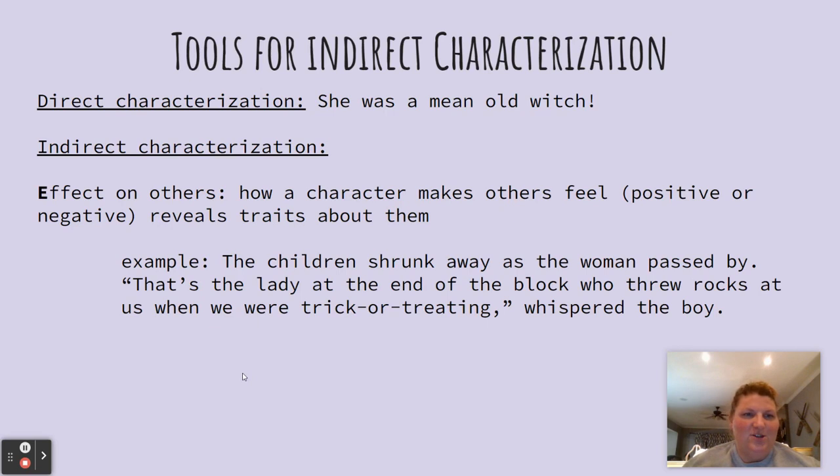Next is the character's effect on others. How a character makes others feel, either positive or negative, reveals traits about them. For example, the children shrunk away as the woman passed by. "That's the lady at the end of the block who threw rocks at us when we were trick or treating," whispered the boy. So, the way that the character makes the children feel reveals that she is mean and she's an old witch.